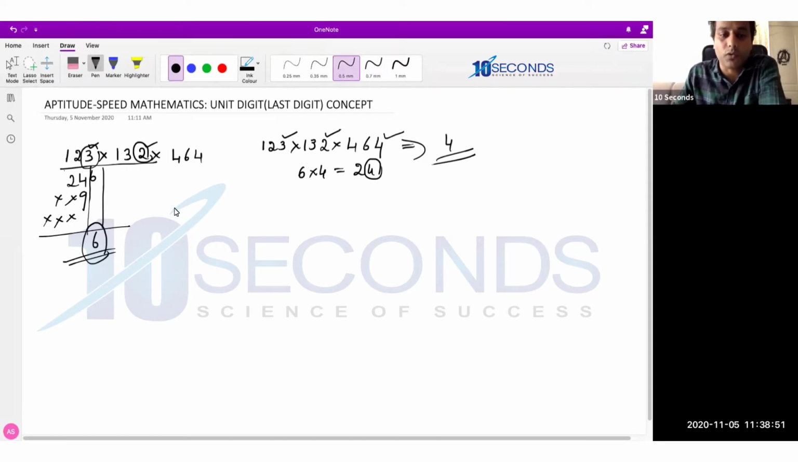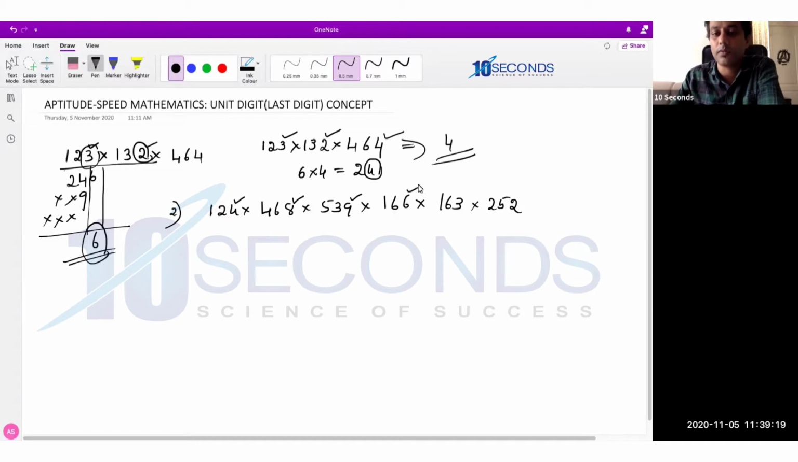Let me take a few more examples. Example 2: 124 into 468 into 539 into 166 into 163 into, say, 252. So what do we need to do? You need to take the last digit of the first number, the last digit of the second number, third, fourth, fifth number, and the last digit of the sixth number. Let's multiply.